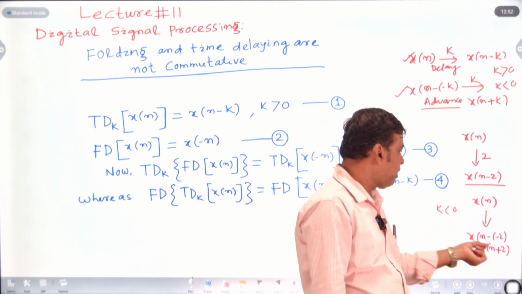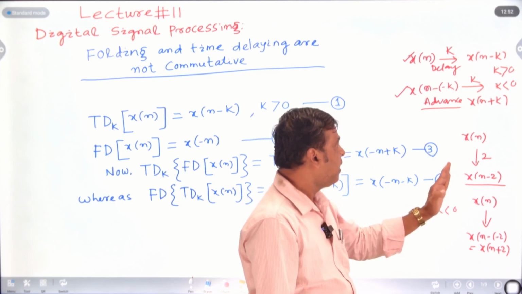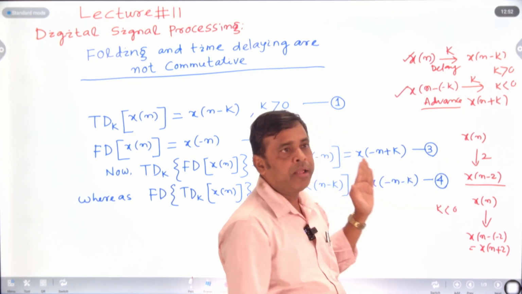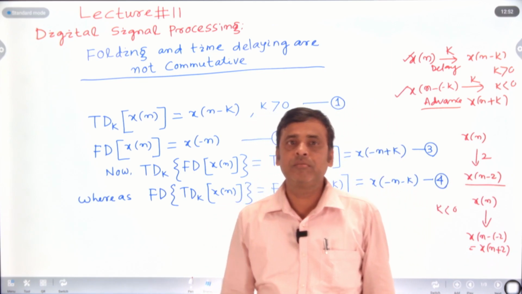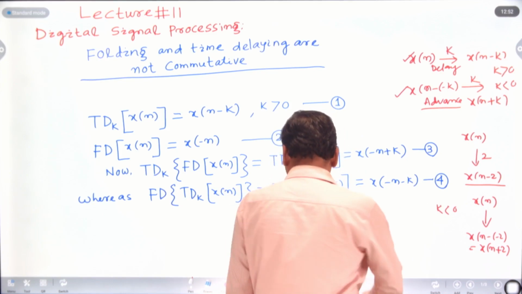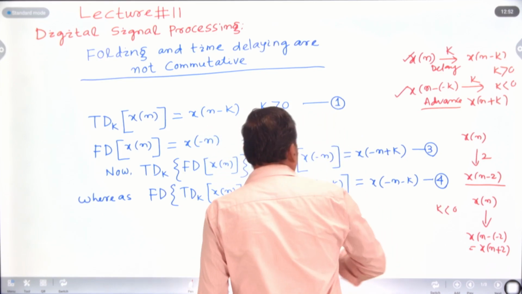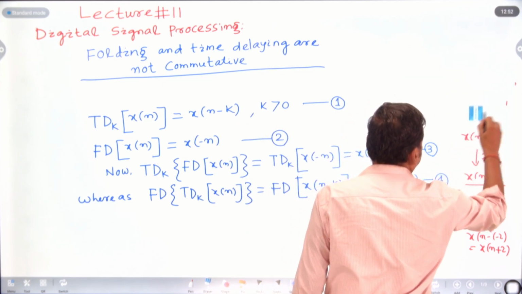K is negative means what? Here k is minus 2. So each sample of x of n is shifted to the left by 2 units, and the arrow mark shifts toward the right in the sequence representation. It is nothing but your delay and advance. Already I told you. Then, if x of n is given, what is time reversal?